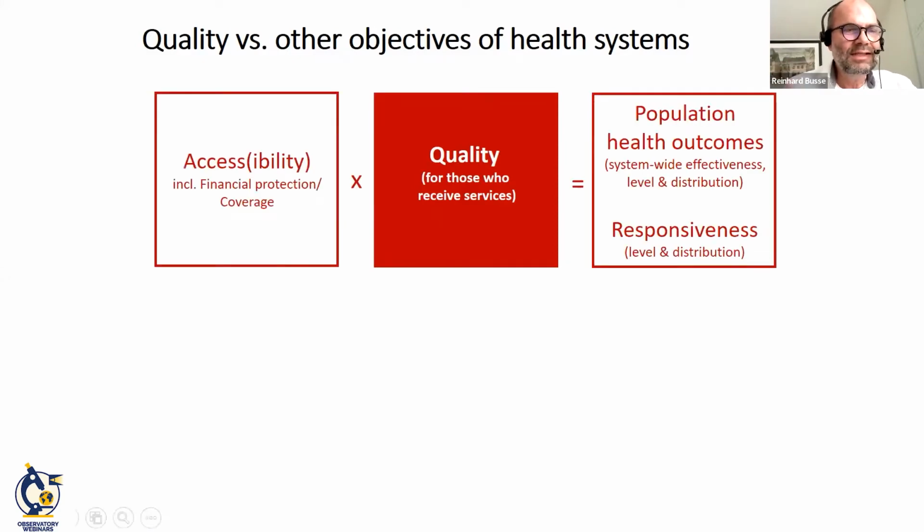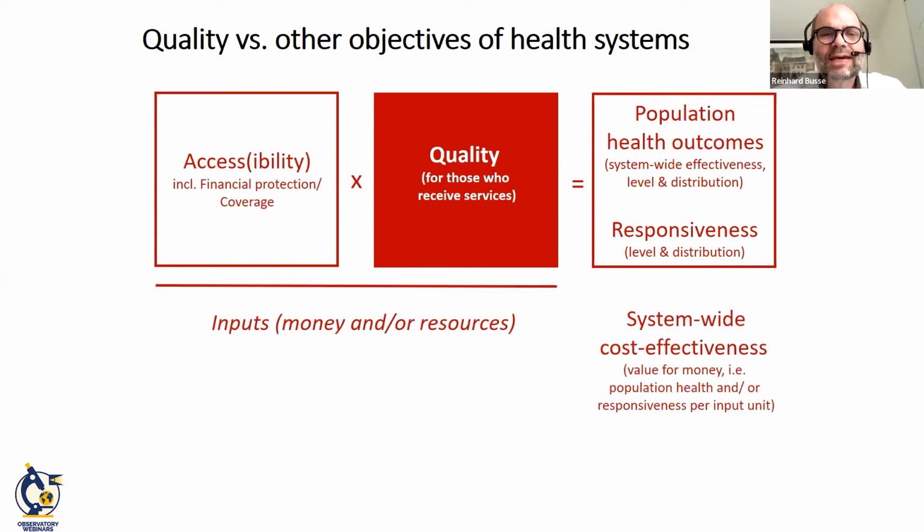Obviously, with the whole debate of universal health coverage, we all understand that quality is not the only important consideration when we rate the performance of health systems. So we need accessibility, including financial protection coverage, but also geographical accessibility. And then for those people who can access services, it makes a difference how the quality is. And then we look at population health outcomes and responsiveness as a result of this multiplicative effect.